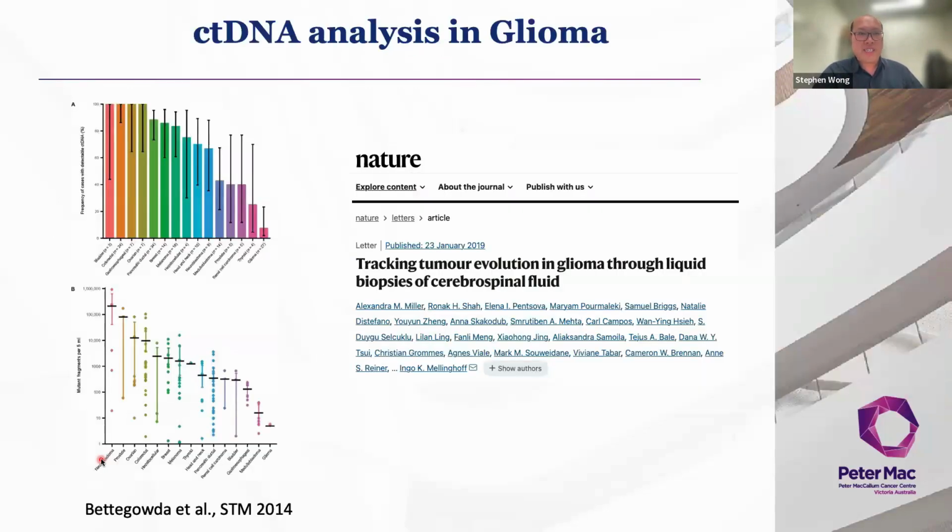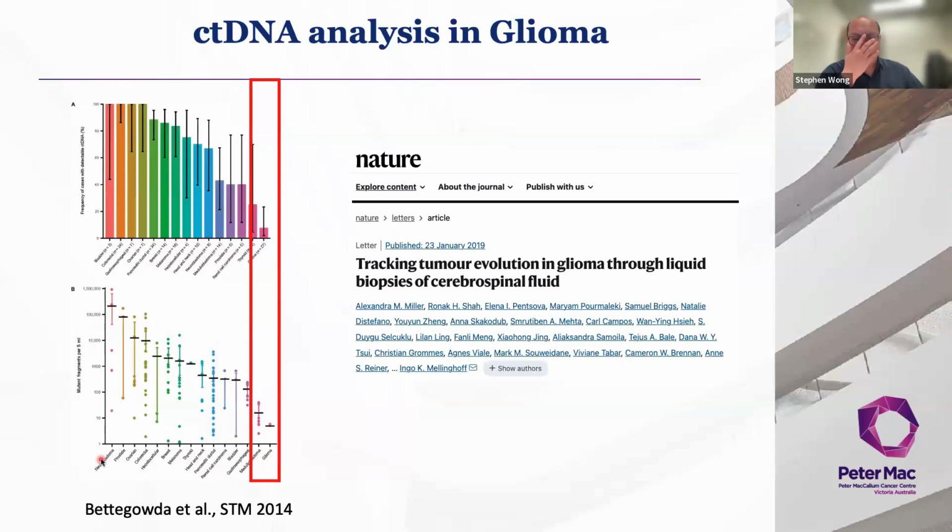In the context of ctDNA, unfortunately, analysis of glioma has been very challenging. In fact, previous studies have shown that the detection of ctDNA in glioma is very low. It is postulated that this is probably due to the blood-brain barrier and the inefficiency of ctDNA molecules to escape it into the peripheral circulation. As a consequence, other reports have used other bodily fluids, such as cerebrospinal fluid, and this paper in Nature that was published a few years ago highlights this approach.